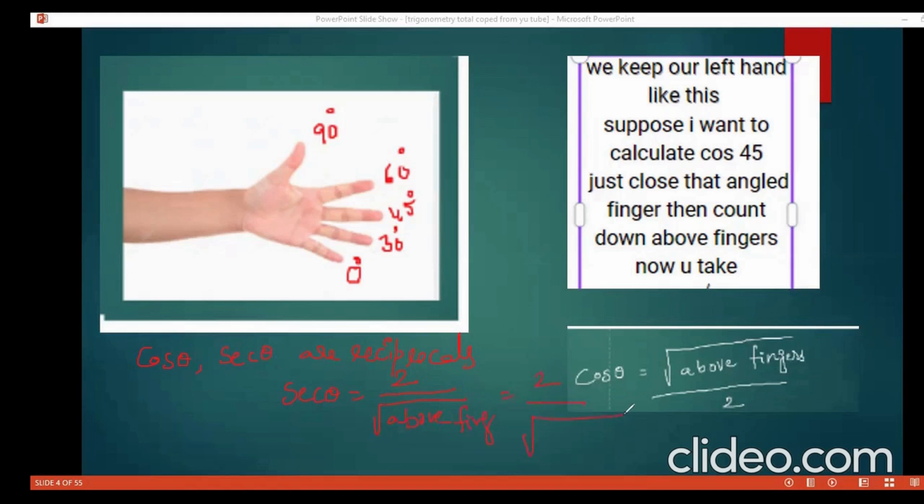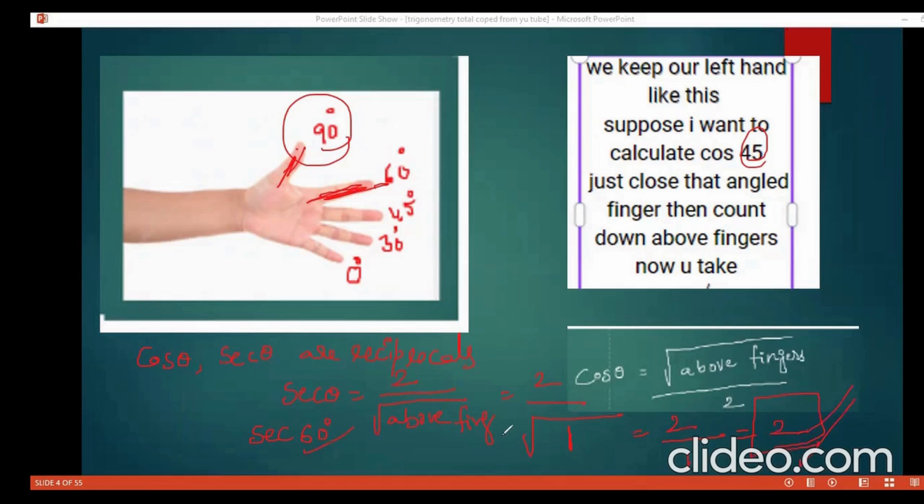So, 2 upon square root of, now I am calculating sec 45. Or otherwise, I'll take another angle, not 45. We took 45 for sine already. Let me take sec 60, sorry, not sine, sec 60. I want to calculate sec 60, secant 60. So, 2 upon, how many above fingers here? Only one, that is the thumb, right? So, 2 upon only one finger, that is the thumb. So, root 2 by 1. So, how much will you get? Only 2. So, sec 60 is equal to 2.